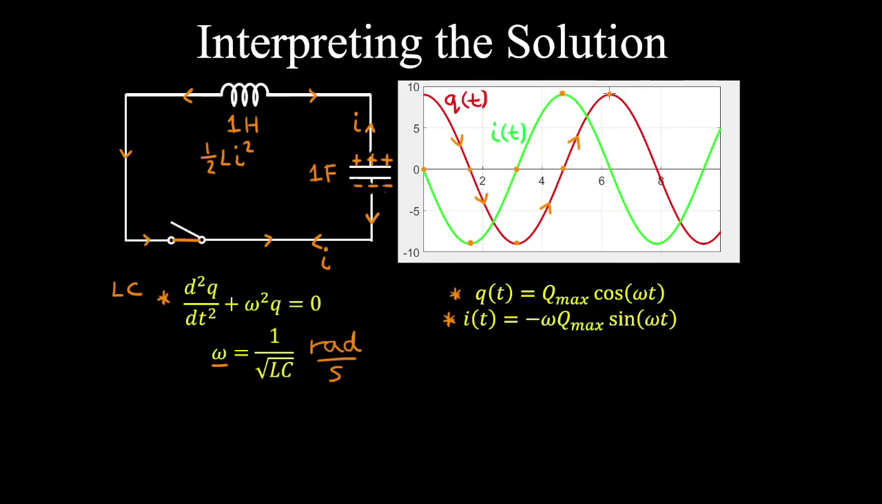So when the capacitor is fully charged, the magnetic field in the inductor has 0 energy. So there's no current flowing through the inductor. So this state is the same as this one. So we call this the period of the oscillation, or the time taken to complete one full cycle.